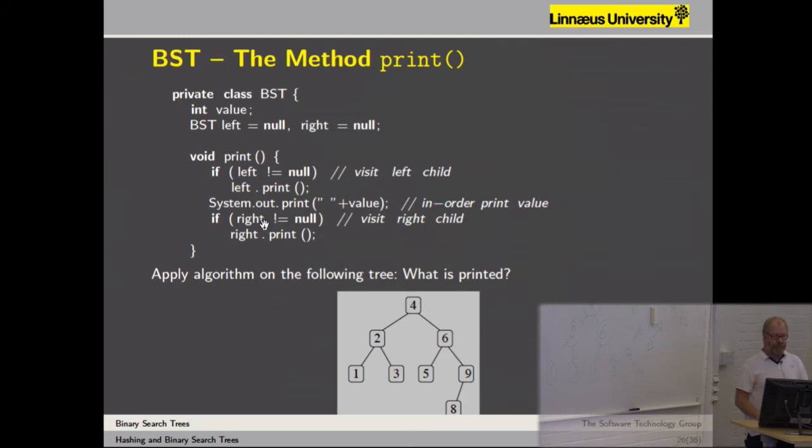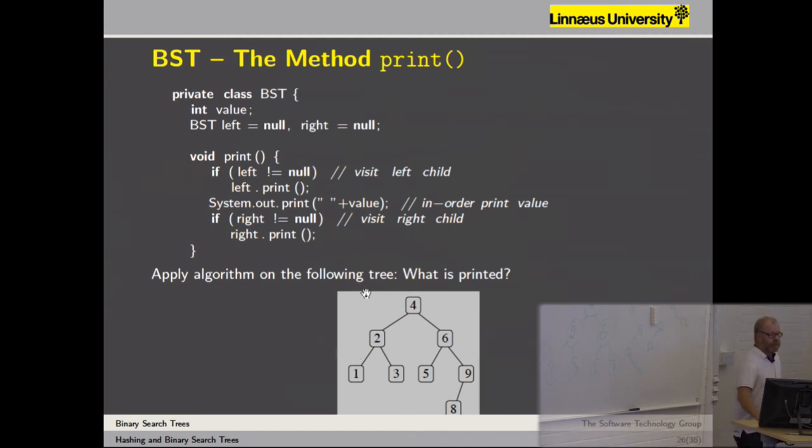It will check, do we have any right side? No, we have not. Then we are done with this method in one, and we are returning up to this call. Then we are printing two. And then we go visit this one, print this one, and then we are back to four. Yeah. It will actually print them in sorted order. This algorithm will print 1, 2, 3, 4, 5, 6, 8, 9.